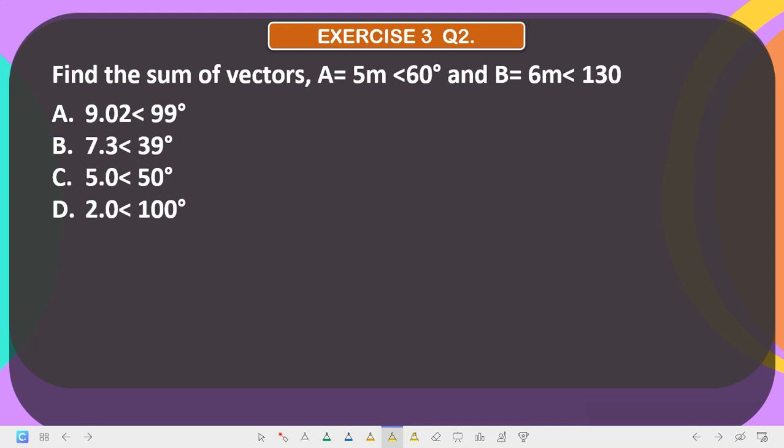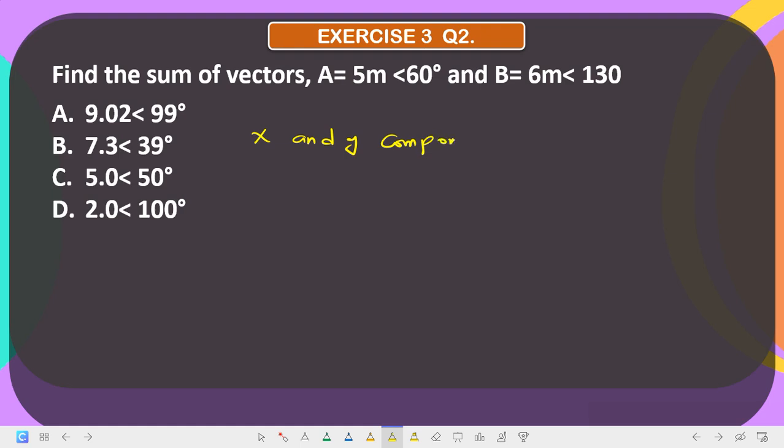Now the next question says, find the sum of vectors A, which is equal to 60 degrees, and vector B, which is equal to 130 degrees. If you are given a question like this, you can use two methods to solve it. One of the ways is resolution of vectors into both the x and the y components.